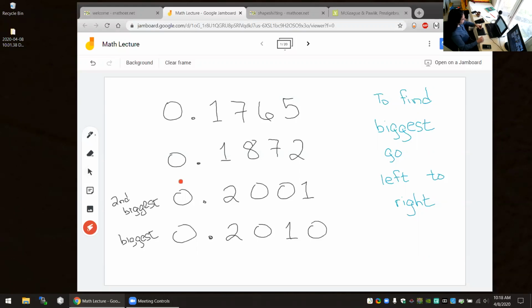Now I need to look at these two and do a tiebreaker. So they both have 1 tenth. That's the same. For this one, for hundredths, 8 hundredths is more than 7 hundredths. So this one is going to be bigger than that one. So third biggest. And then what's left is going to be the smallest.